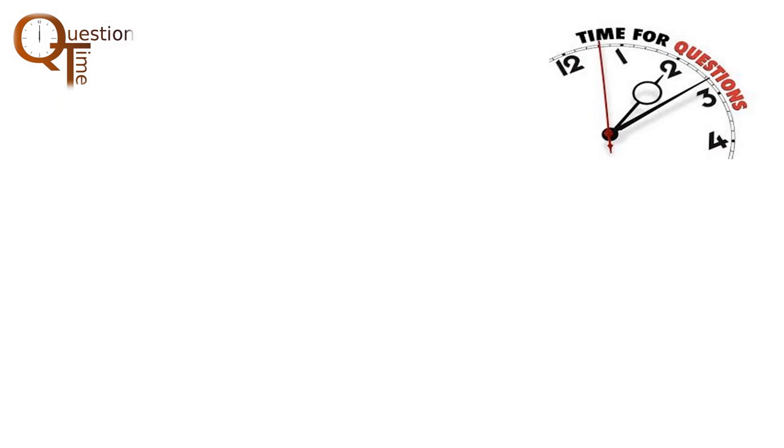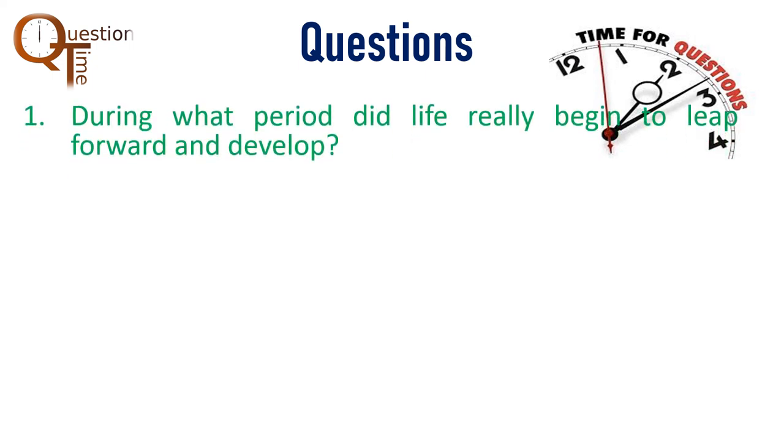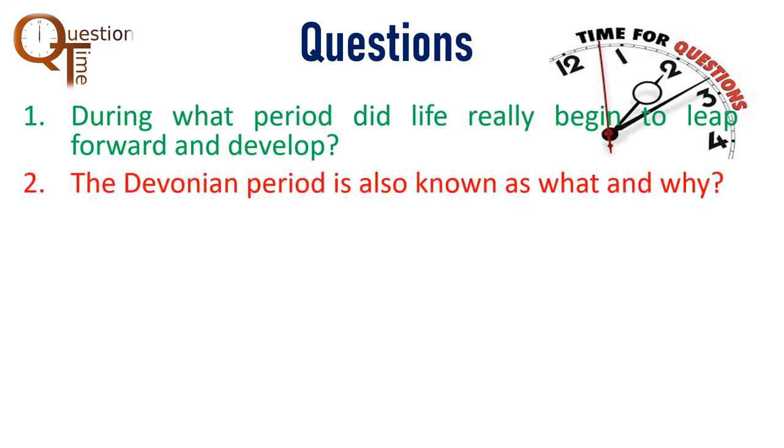Now let us check some questions from this lesson. During what period did life really begin to leap forward and develop? Second question. The Devonian period is also known as what and why? During what period did plants become abundant?